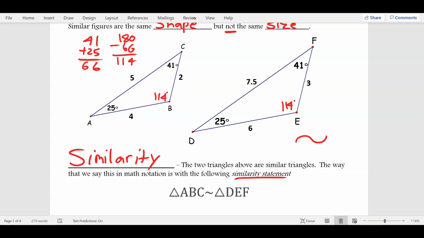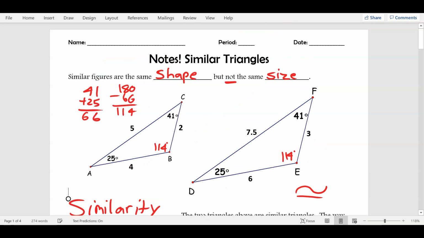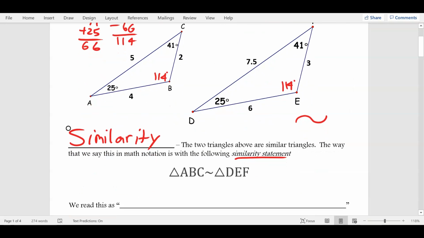But I affectionately call it a squiggle, okay? Squiggle. If you have a squiggle between two triangles in a statement, that means you're saying they are similar, not congruent, right? You remember congruent had the little equals underneath it, right? Like this is congruent, but just a squiggle is similar. Same shape, different size. Cool.